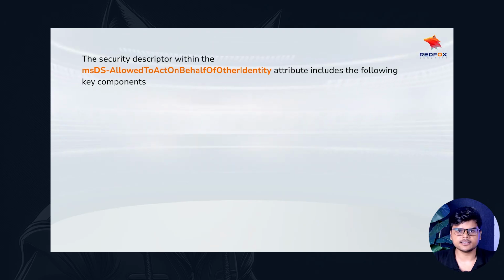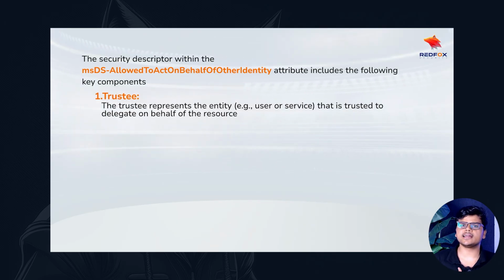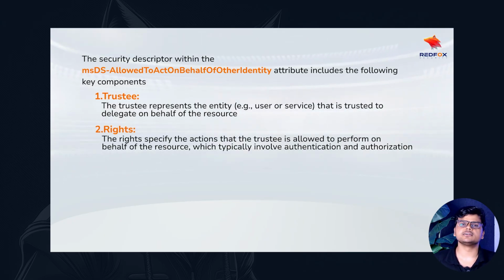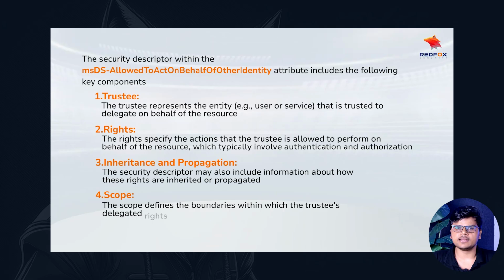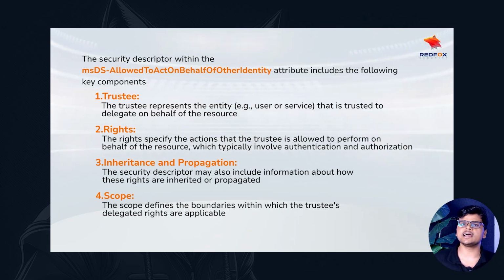First up, we have trustee. The trustee represents the entity, for example a user or service, that is trusted to delegate on behalf of the resource. Next up, we have rights. The rights specify the actions that the trustee is allowed to perform on behalf of the resource, which typically involve authentication and authorization. Next, we have inheritance and propagation. The security descriptor may also include information about whether these rights are inherited or propagated. And finally, we have scope. The scope defines the boundaries within which the trustee's delegated rights are applicable.